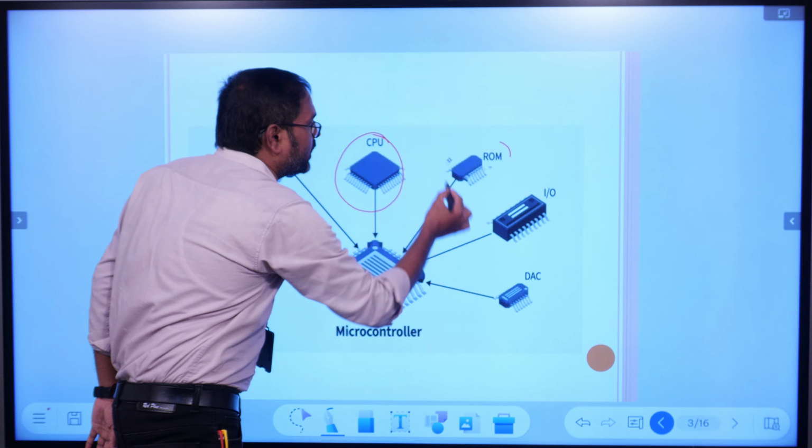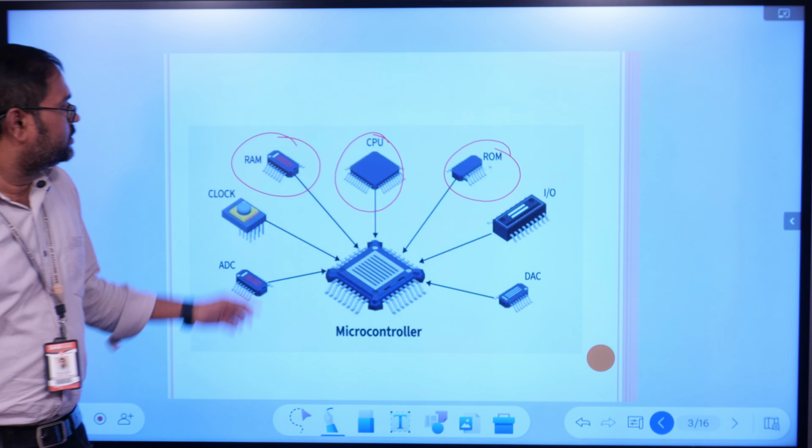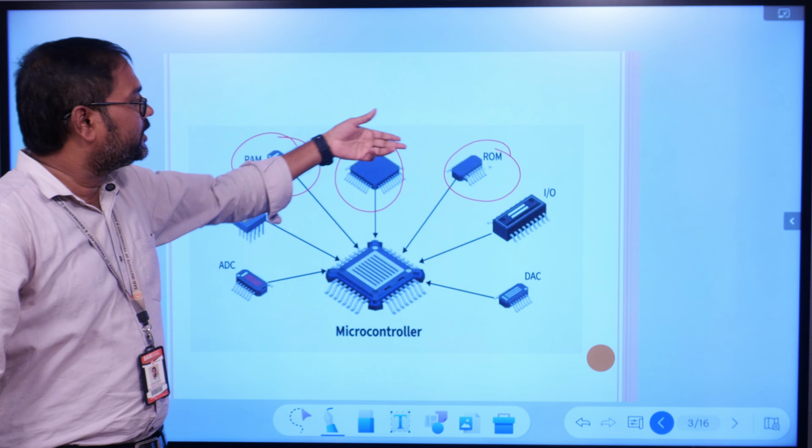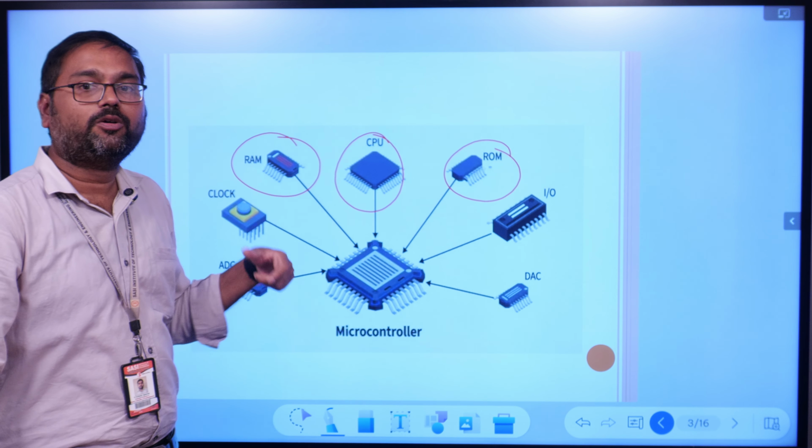Here the RAM and ROM are the memory components. RAM is used to store the data memory. Similarly, ROM is used to store the program memory or code memory. And these are the IO ports, that is input and output ports. With the help of these ports, we can give the inputs or take the outputs from the microcontroller.